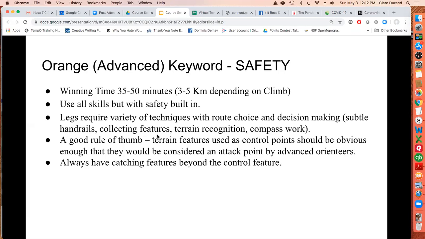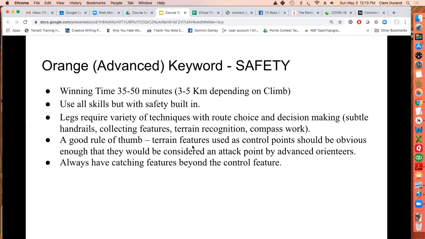Collecting features, so that's having to keep track of things as you pass them as you go along. Terrain recognition is by far the most important part of an orange course, making sure that people are learning how to read those contours. They should have to read the contours to be successful on an orange course, but only in a large way, larger hills and reentrants and things like that. They shouldn't necessarily have to be able to identify every single minor little wiggle in the terrain. And compass work, it should be very important that they're keeping their map oriented, going in the proper direction, maybe taking bearings from attack points, that kind of thing.